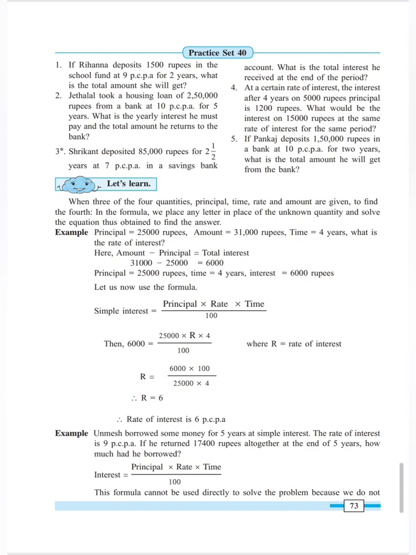Percent means 9% on how many rupees? On 100 rupees. For every 100 rupees, it is 9 rupees. The interest is 9 rupees for every 100 rupees. That is for 1 year. Now we are given the number of years is equal to 5 years. So 9 5s is 45. So 45 rupees will be for 5 years on 100 rupees only.